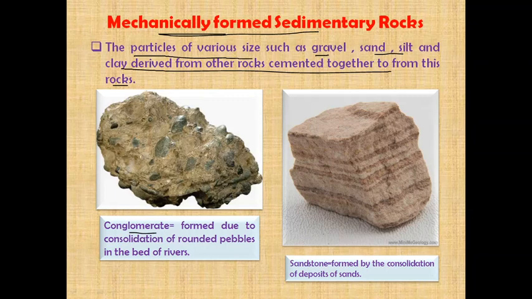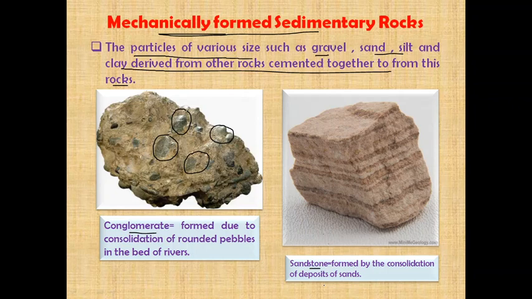If you observe this diagram, you will understand that the pebble stones which normally accumulate at the bed of the river get consolidated to form the rock that is known as conglomerate. Next one is sandstone. Sandstone is formed due to consolidation of deposits of sand, and sandstone has different strata.